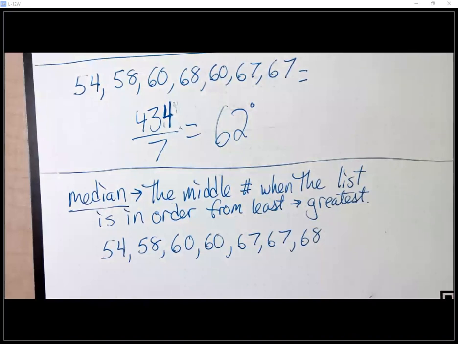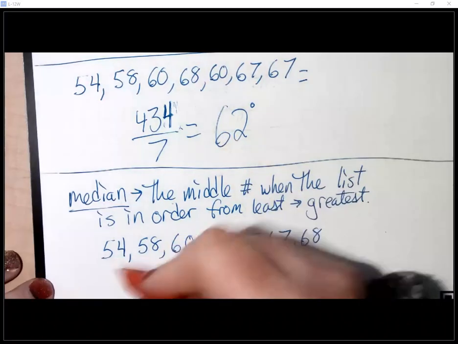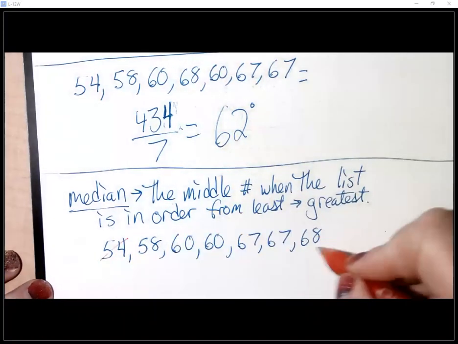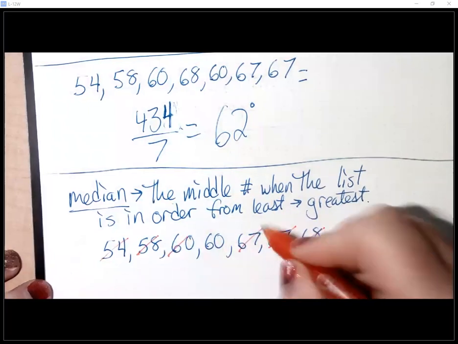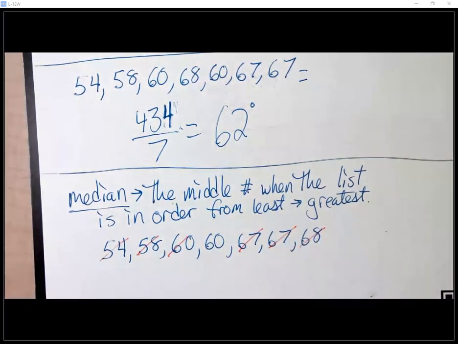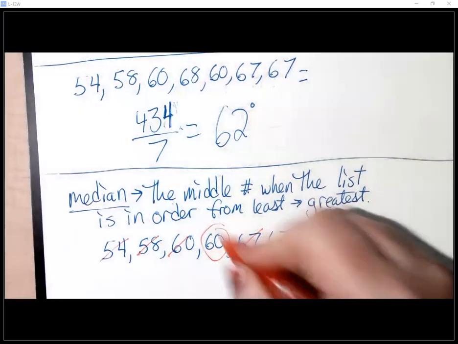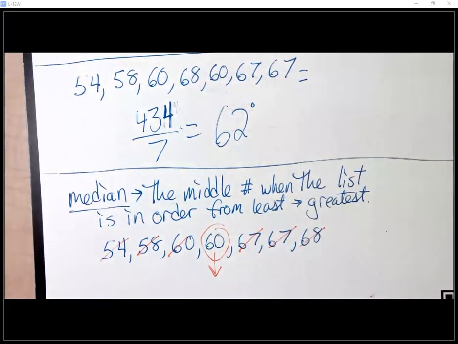Okay, and now I literally want the number in the middle. One thing that I do sometimes is I cross them off, because sometimes you have this weird situation where you have two numbers in the middle, and we'll talk about what to do with that in a second. So I might cross off the first number, cross off the back, cross off the front, cross off the back, cross off the front, cross off the back. This time we get lucky, there's literally only one number in the middle, it's 60. So the median temperature would be 60.